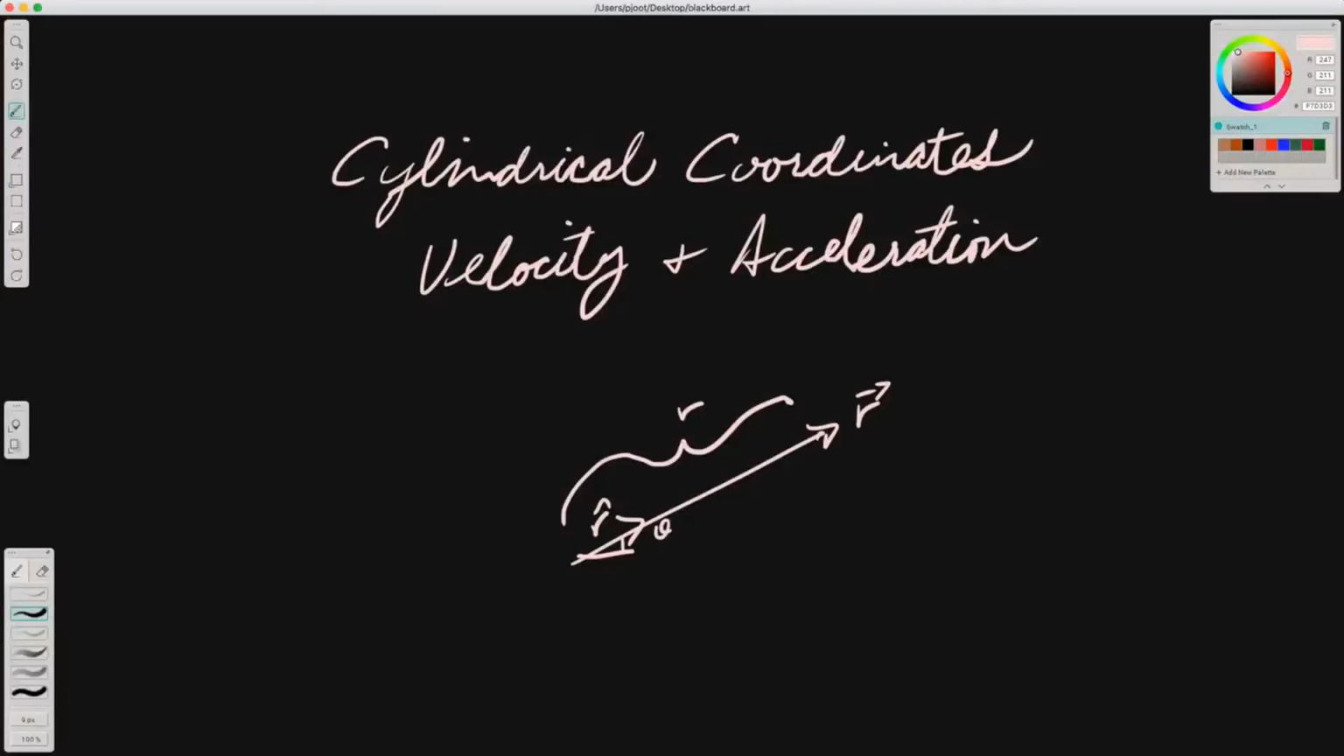Okay, so this is a talk about cylindrical coordinates, velocity, and acceleration. In a cylindrical representation, we have an angle and a length, so the length of a vector is given by r, theta. So we can write a position vector r as the length of that vector times a unit vector in the direction of that vector. This is our starting point.